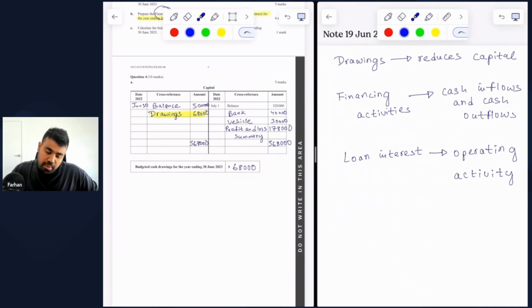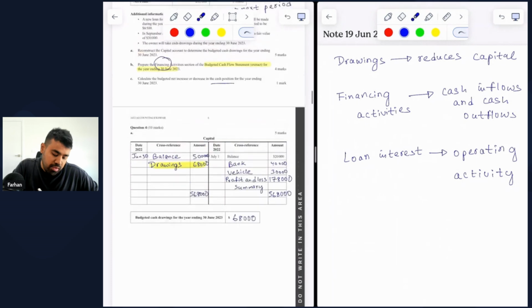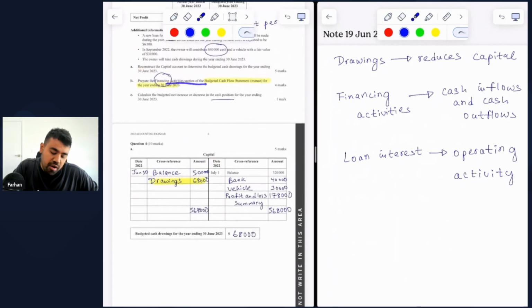So the next requirement of the question is to prepare the financing activities section of the budgeted cash flow statement. So financing activities simply refers to the cash inflows and outflows in terms of capital contributions and adding loans or repaying loans within the business.